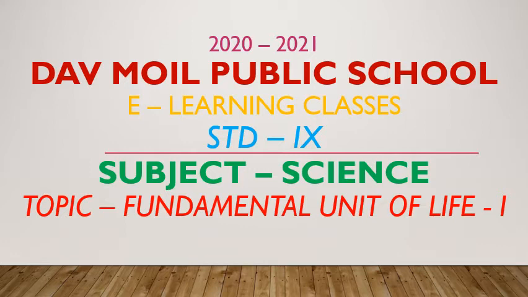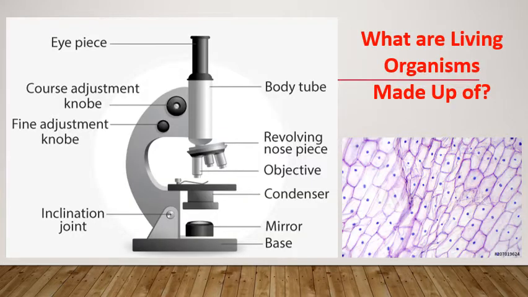Subject Science. Our today's topic is Fundamental Unit of Life. While examining a thin slice of cork, Robert Hooke saw that the cork resembles the structure of a honeycomb consisting of many little compartments. Cork is the substance which comes from the bark of a tree. This was in the year 1665 when Hooke made this chance observation through a self-designed microscope.